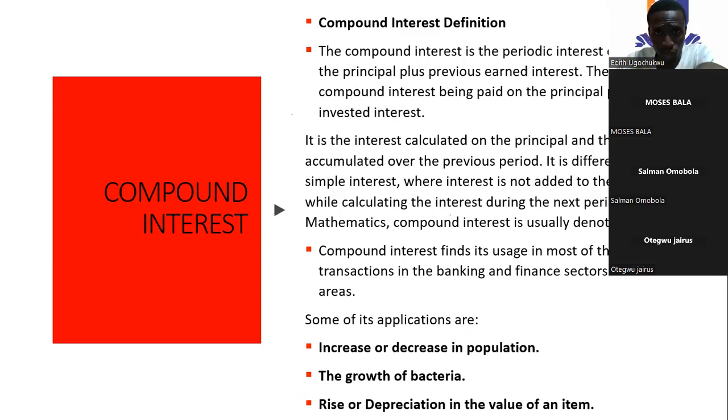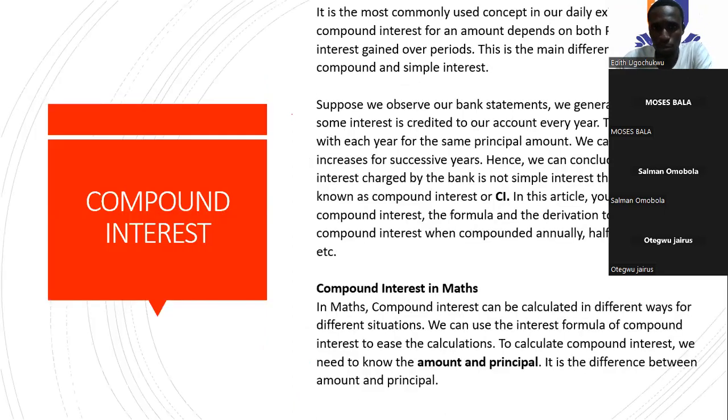Before we move, let's look at the second part on the slide. It is the interest calculated on the principal and the interest accumulated over the previous years. So the interest is accumulating over years, and your total interest will be all the accumulated interest added together. It is different from simple interest, where interest is not added to the principal. So for simple interest, you don't add interest to your principal. Let's move. I'm seeing something here that we need to understand. Look at the next slide.